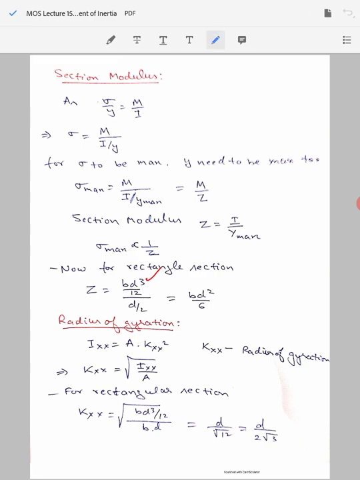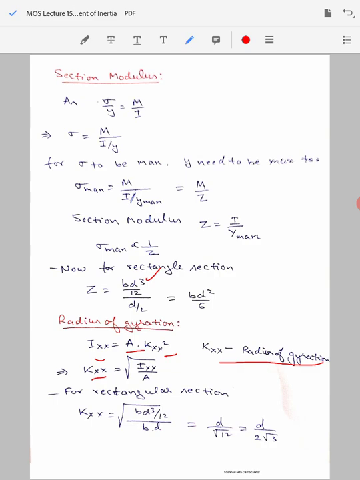Now, radius of gyration. Basically we can define the moment of inertia as the cross section area multiplied by a term kxx square, where kxx is defined as the radius of gyration. You can find the radius of gyration of a particular section by taking the square root of the quantity Ixx divided by area. That means the square root of the moment of inertia of the section divided by the area of cross section.